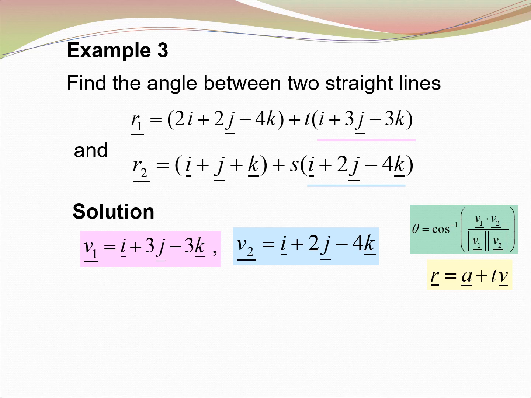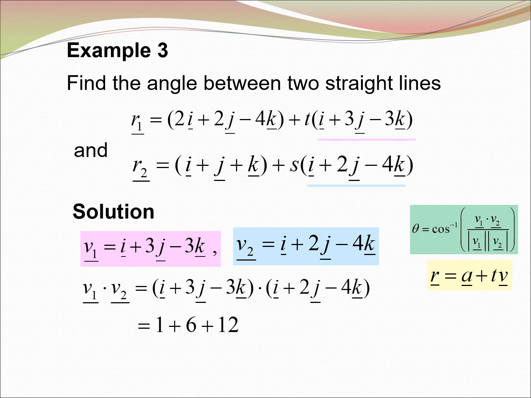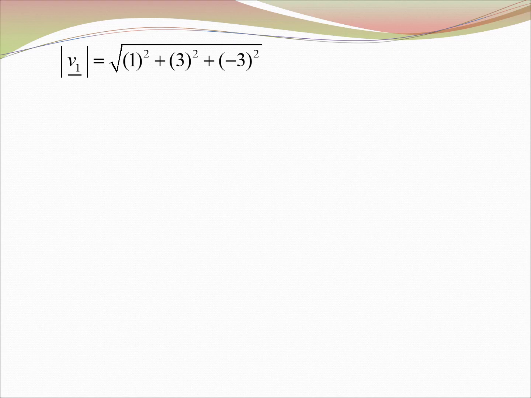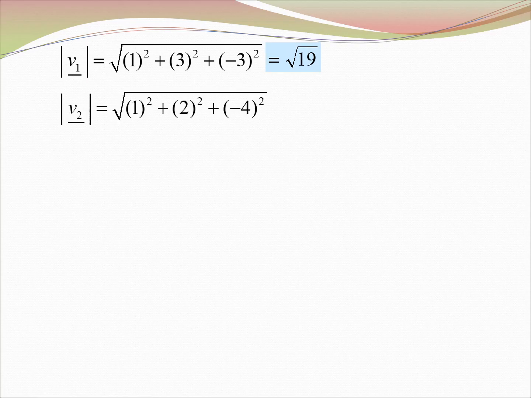We will find v1 dot v2 and expand, and we get 1 plus 6 plus 12, which is equal to 19. Next, we will find the magnitude of v1. Magnitude of v1 is equal to the square root of 1 squared plus 3 squared plus negative 3 squared, which is the square root of 19. And magnitude of v2 is equal to the square root of 1 squared plus 2 squared plus negative 4 squared, which is the square root of 21.